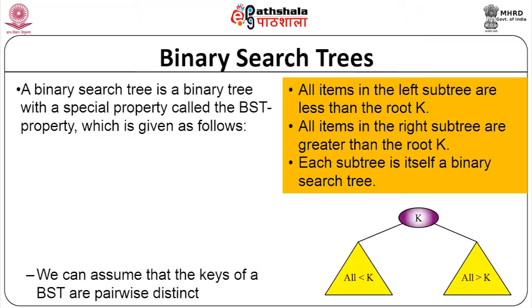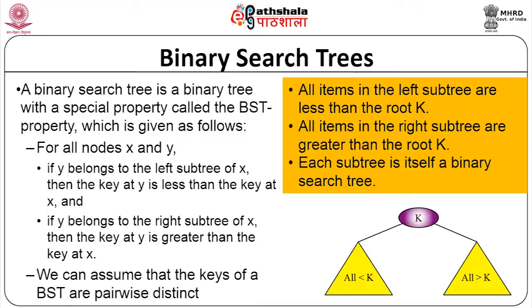Now, let us look at the meaning of binary search trees. A binary search tree is itself a binary tree that we have already discussed, but it has a special property which is called the BST or binary search tree property, which is given like this. For all nodes x and y, if y belongs to the left subtree of x, then the key at y is less than the key at x, and if y belongs to the right subtree of x, the key of y is greater than the key of x. This is true for every single node of the binary search tree.